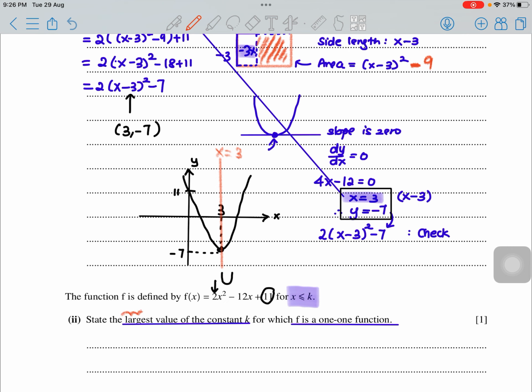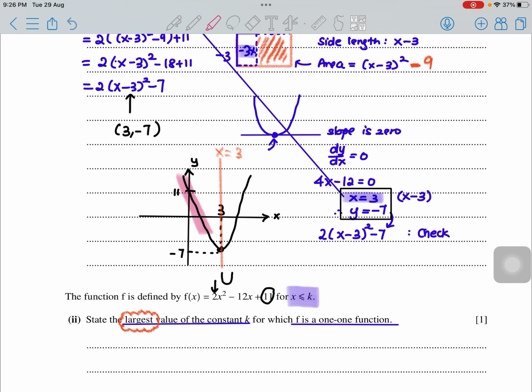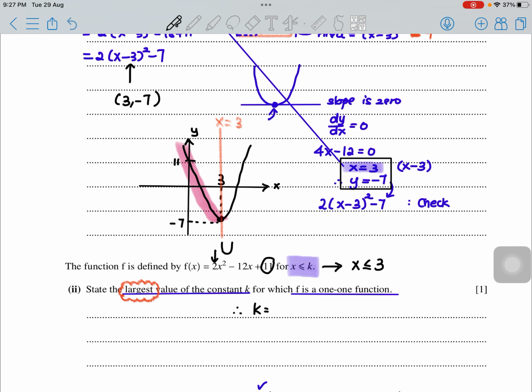Why? Because the question uses the word largest value of the constant k. Okay, we know that we can just cut until here. Maybe my x value could be a 2, but you want the largest value of the k. So if you want the largest value, then you need to cut it symmetrically, where your x is going to be 3. Another way of writing this is x less or equal to 3, therefore your k equal to 3.